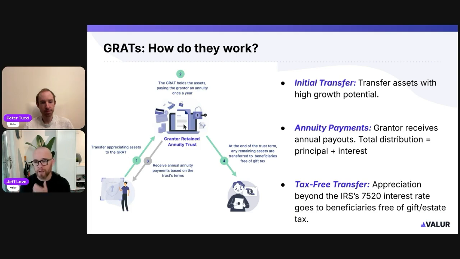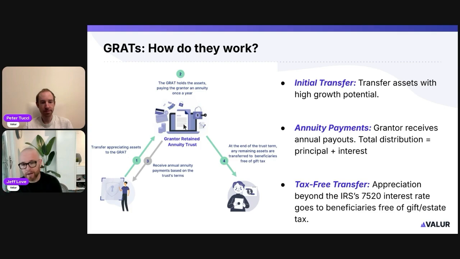And the reason you want to beat the interest rate is that you are going to receive back what's called an annuity payment. That just means it's an annual distribution from the trust that will result in you receiving back all of your principal plus the IRS's specified interest rate, which right now is around 5%. And we'll talk about interest rates as a potential limiting factor here.